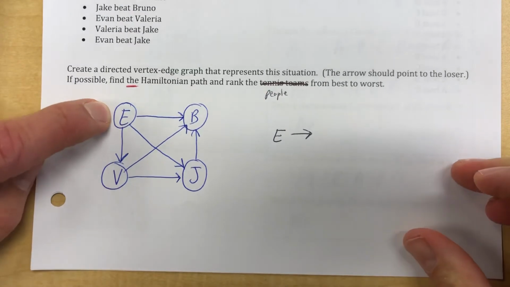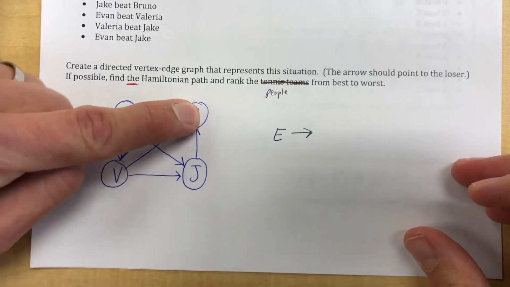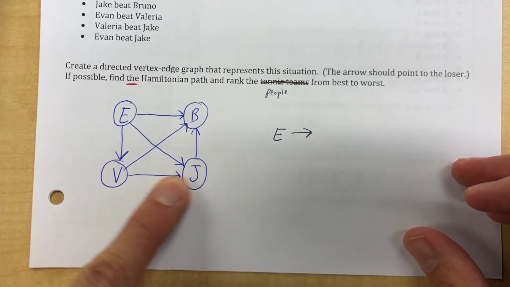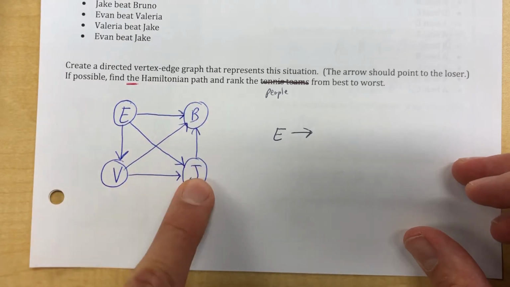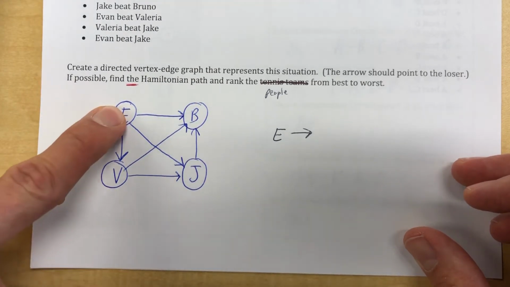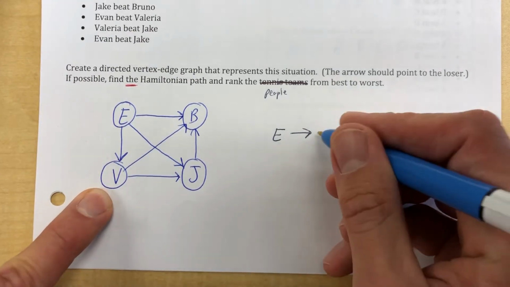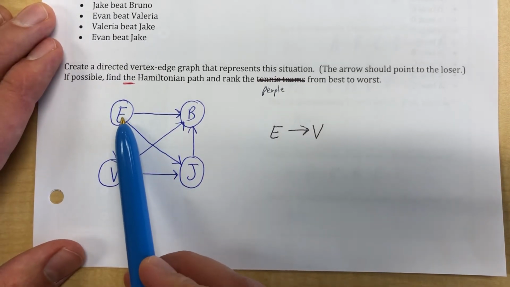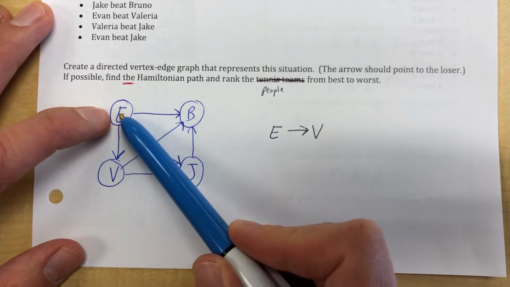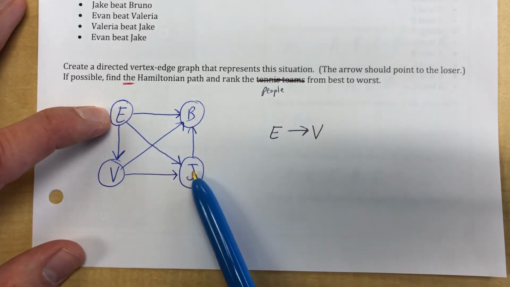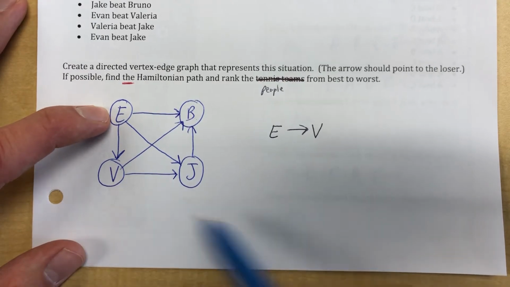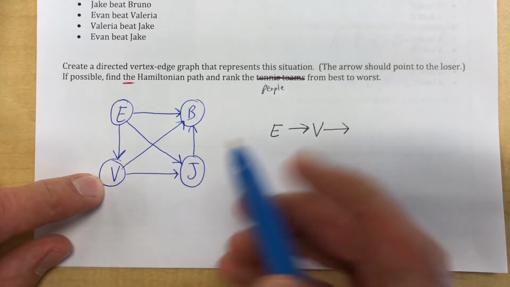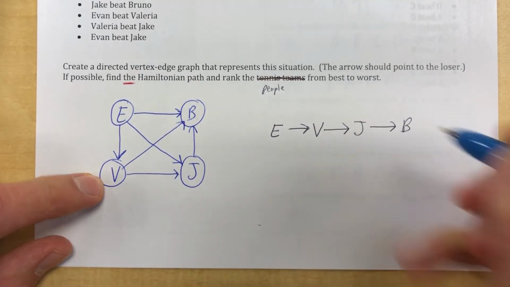And we have choices. We can go to Valeria, we can go to Jake, we can go to Bruno. But we have to get them all. If we go Jake, we'll never get to Valeria. If we go Bruno, we'll never get to Jake or Valeria. So we have only one choice, and it's to go to Valeria. If I started Evan, and I should, then I could go Bruno, and I'm stuck. I could go Jake and Bruno, and I'm stuck, and I never got to Valeria. So I should go Valeria. Next, if I go to Bruno, I'm stuck and never got Jake. So Jake, Bruno.